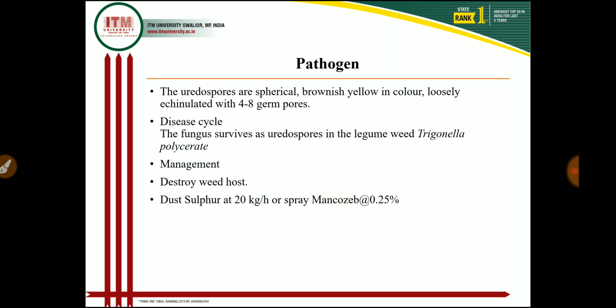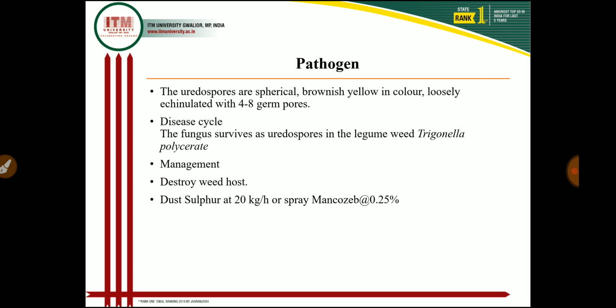Then in the disease cycle part, the fungus survives as uredospores in the legume weeds such as Trigonella or Polycerata during the summer months, and serves as a primary source of the infection, and the spread is by windborne uredospores, because this disease spreads with the help of air. So within a very few days it covers the entire field.